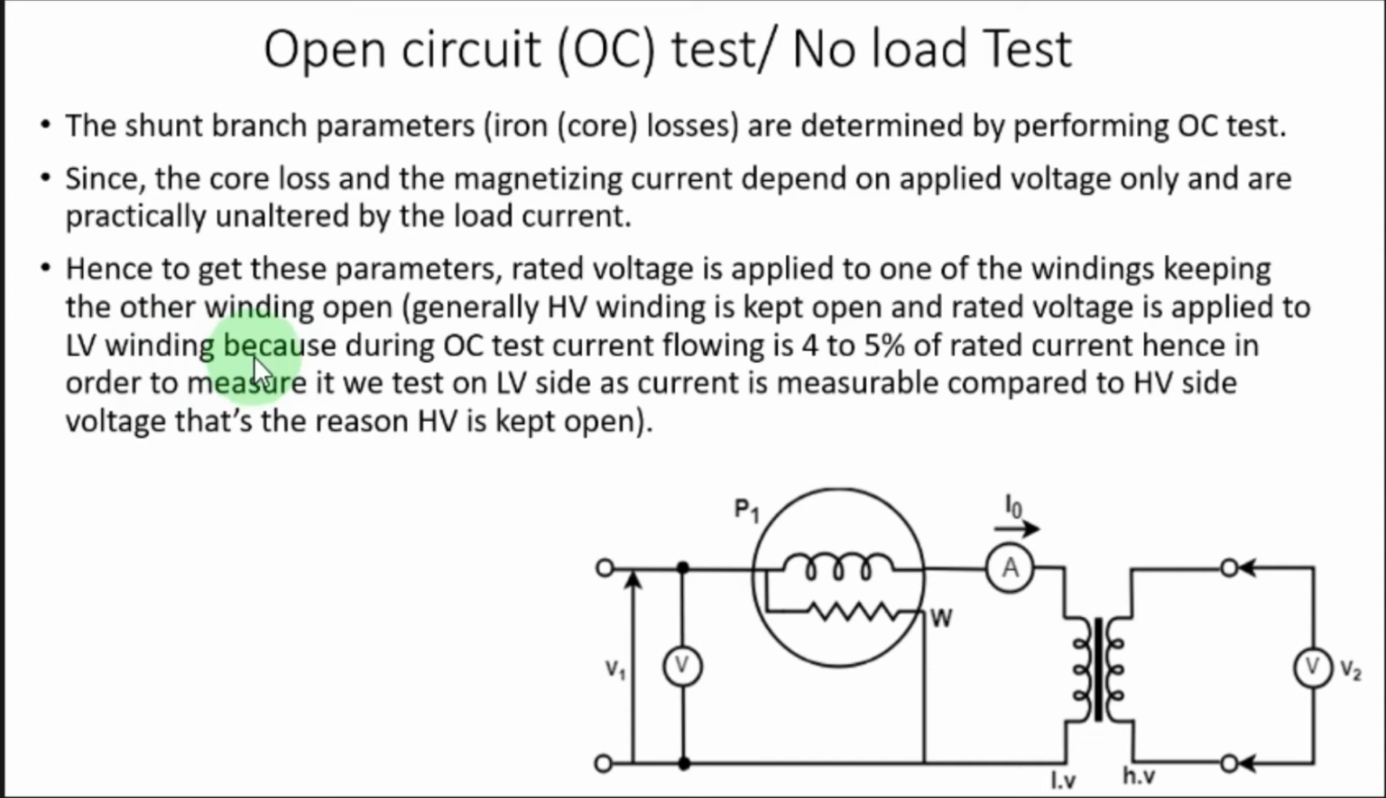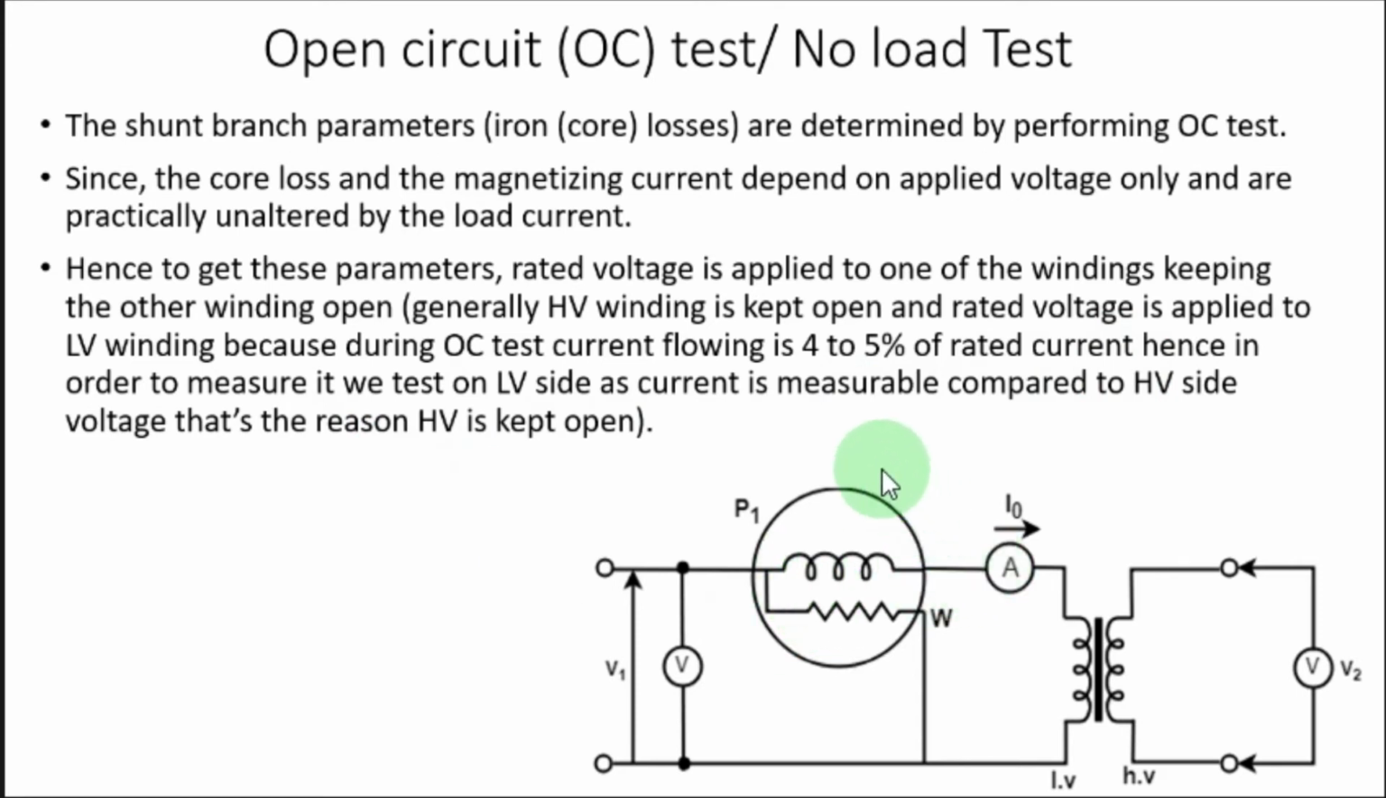So when we do this, during the open circuit test, the current flowing is about 4 to 5% of the rated current. When the secondary is open and you apply rated voltage to the primary side, the current drawn by the transformer is very small, like 4 to 5% of the rated current, right? So then by using an ammeter we can easily measure that.